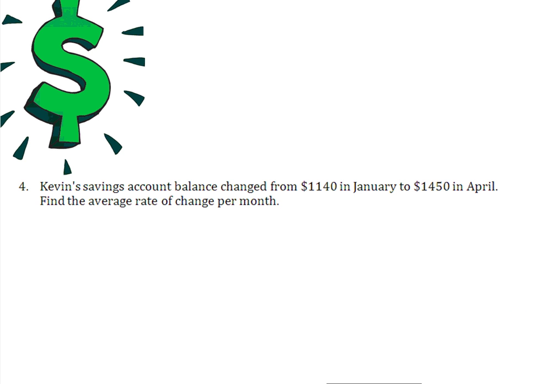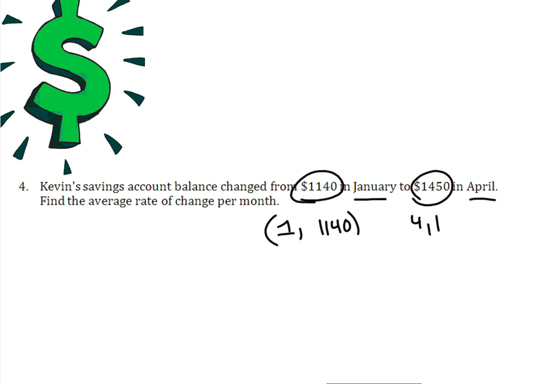So Kevin's savings account balance changed from 1140 in January to 1450 in April. Find the average rate of change per month. Okay, so dollar amount per month. That's kind of what we're using here. In month 1, because that's January, he's got $1,140. And in April, that's the 4th month, he's got $1,450. Those are the 2 points I would use to figure out his average rate of change.